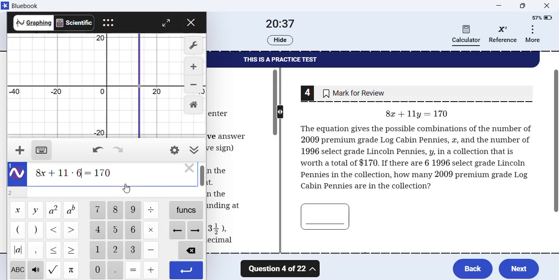Okay? When we type that in, we're going to look at the line it gives us, and our x-intercept is our answer. So in this case, 13 is our answer. It would be 13 of that other kind of penny.